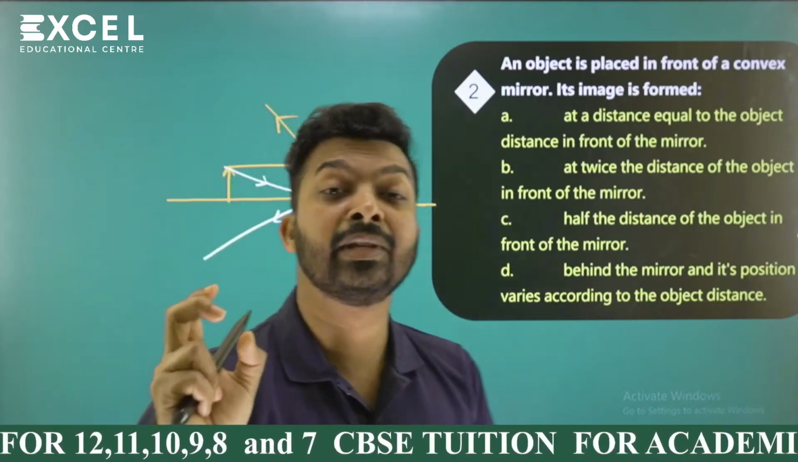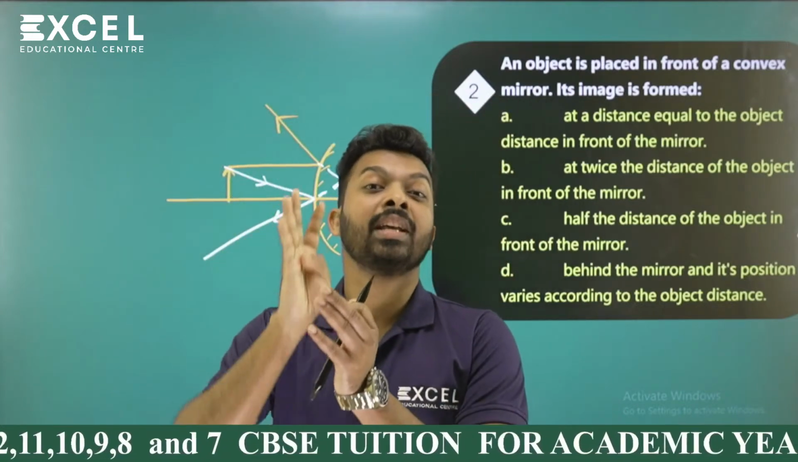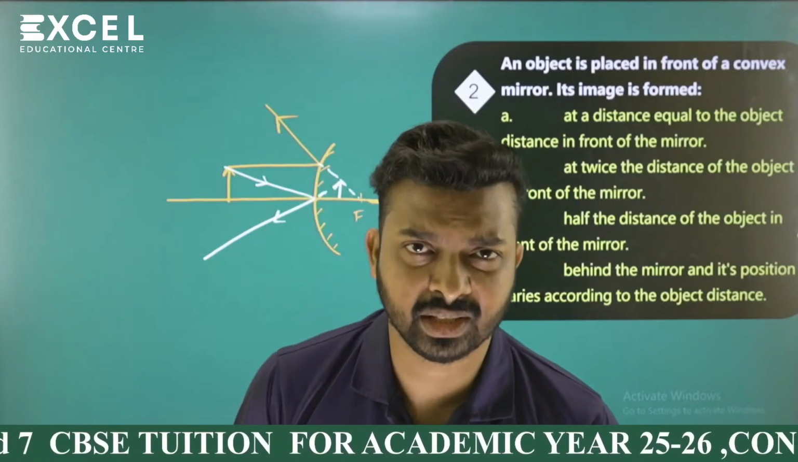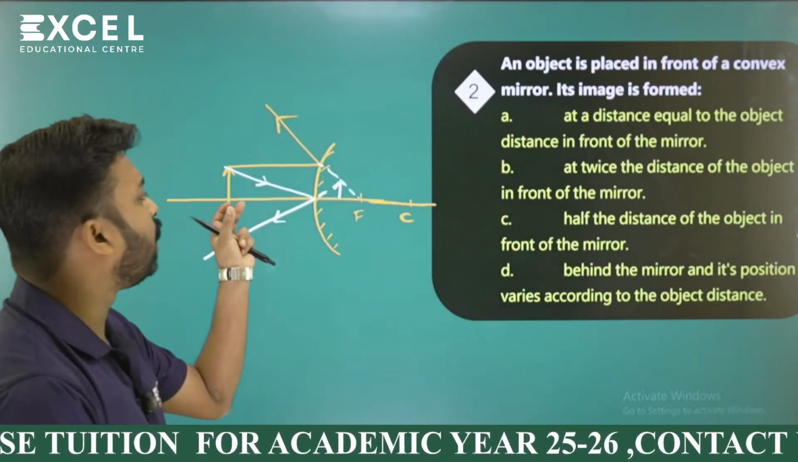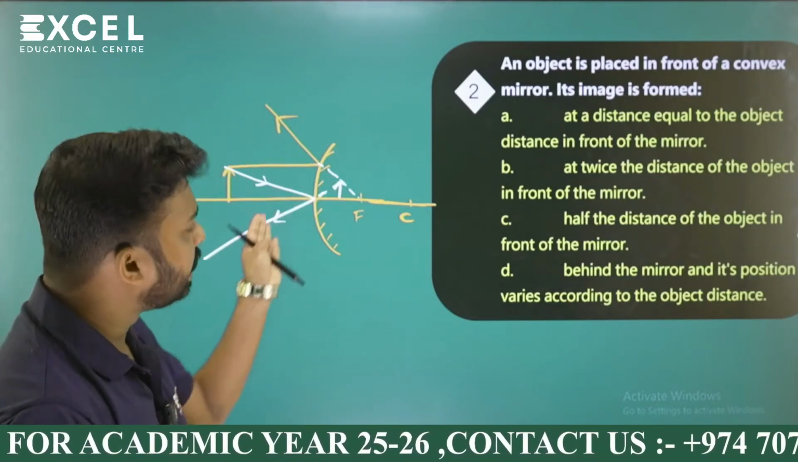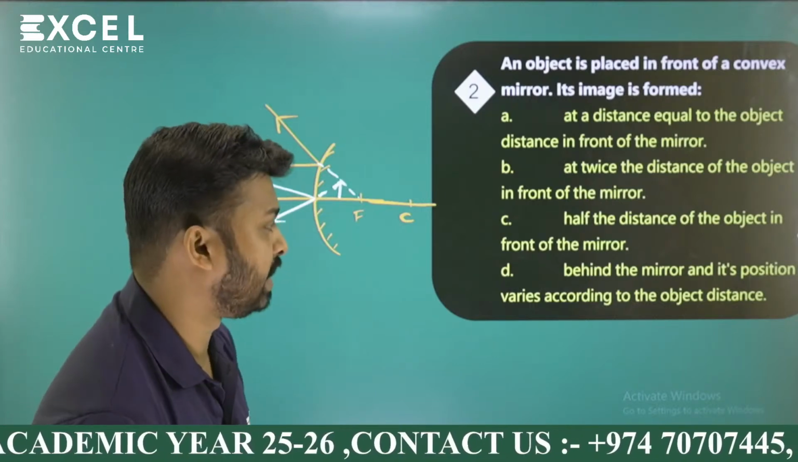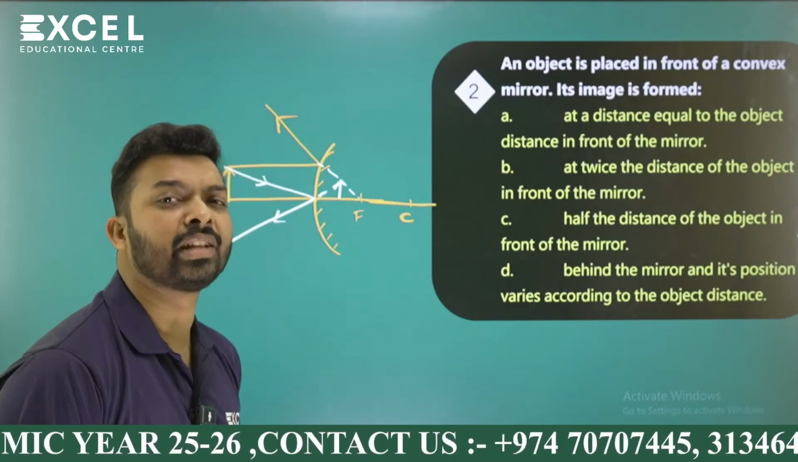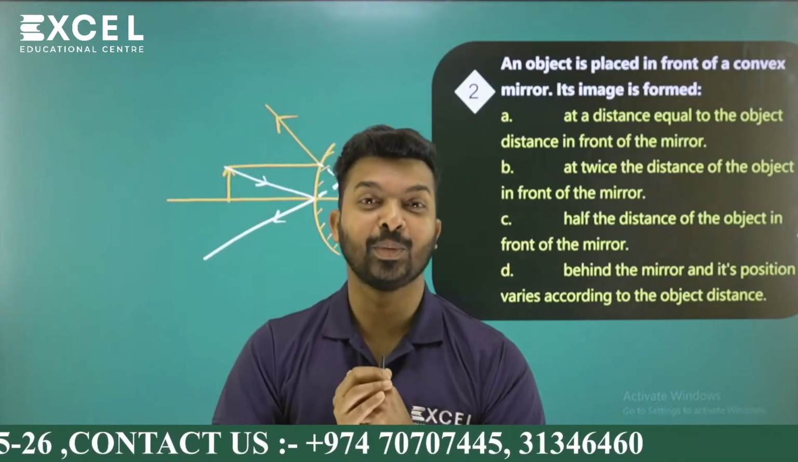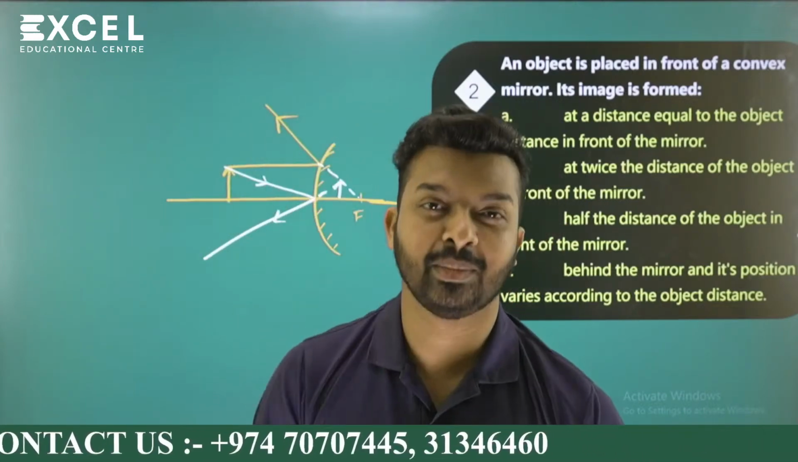A convex mirror will always form virtual, erect and small images. It won't be forming any real images. But a concave mirror will form both real and virtual images.